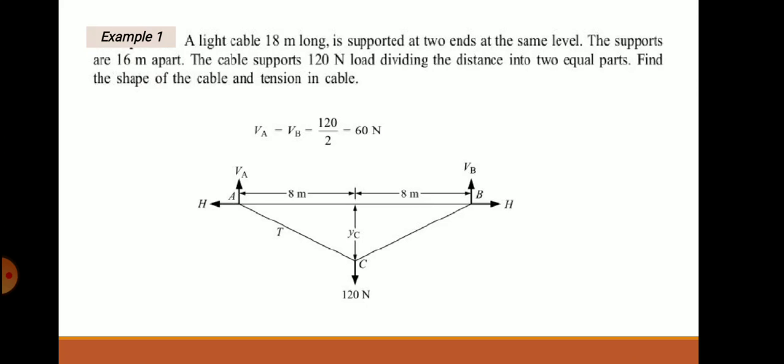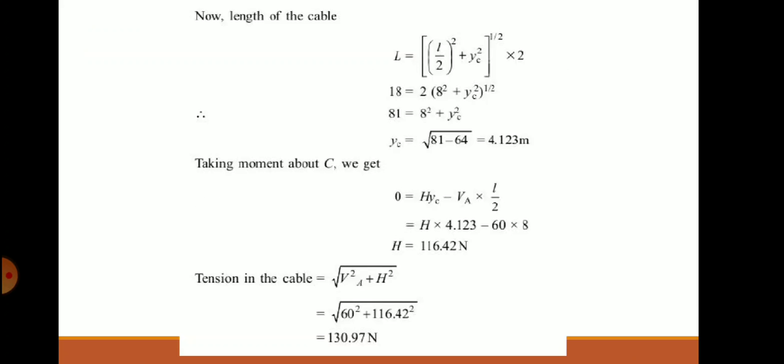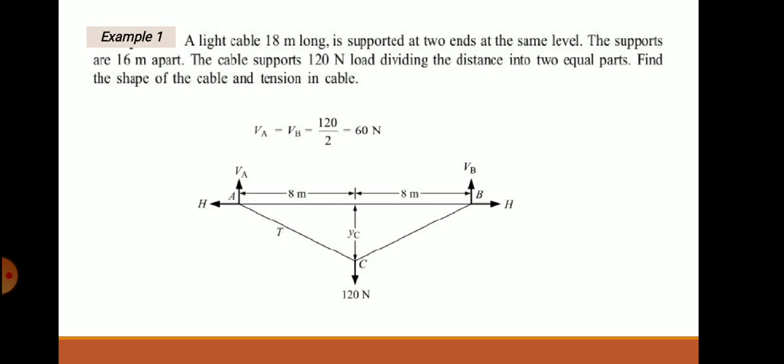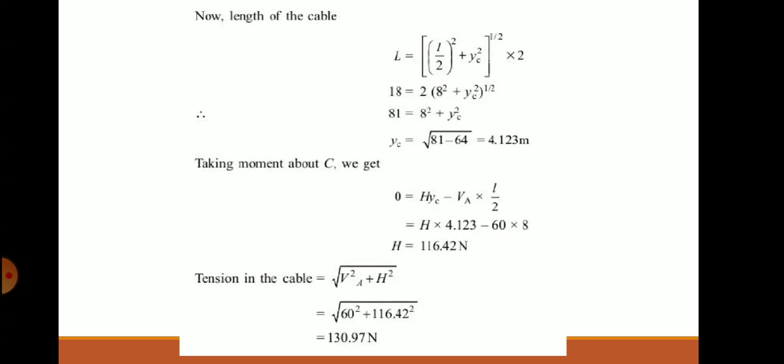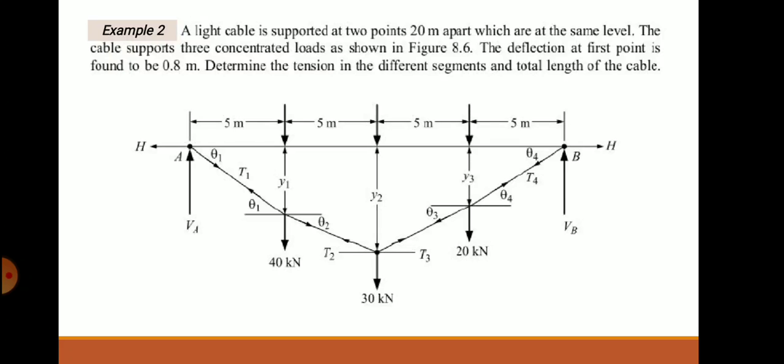So, in this problem, at the center of the span there is a load, and what is the length of the cable? What is the tension in the cable? It is supposed to be evaluated. So, using the Pythagoras theorem, length of the cable is calculated. Then what is YC? That is the deflection of the cable. YC is evaluated. Then horizontal force is found out by taking moment about the point C. You want to know VA and H, tension in the cable is found out.